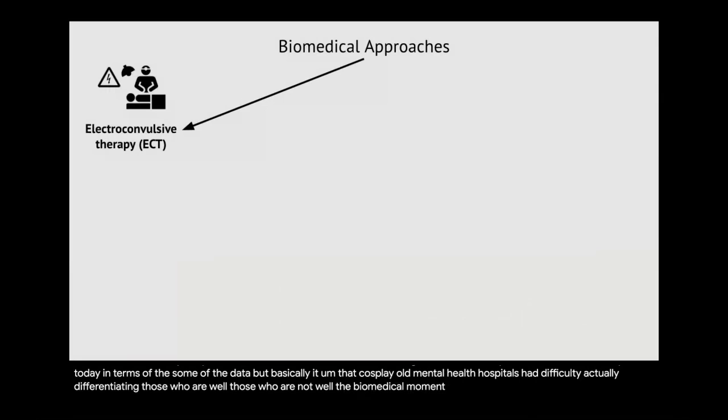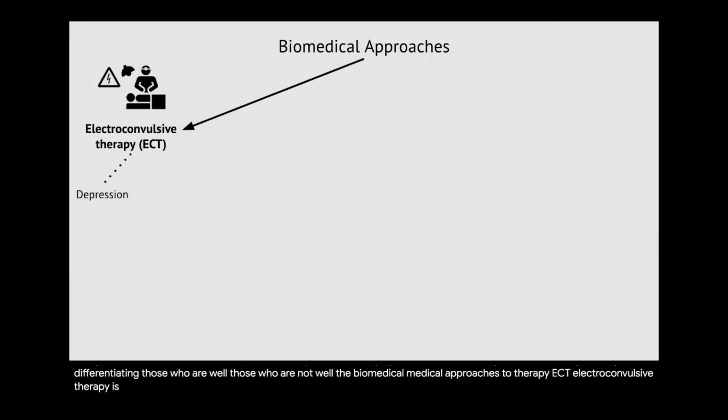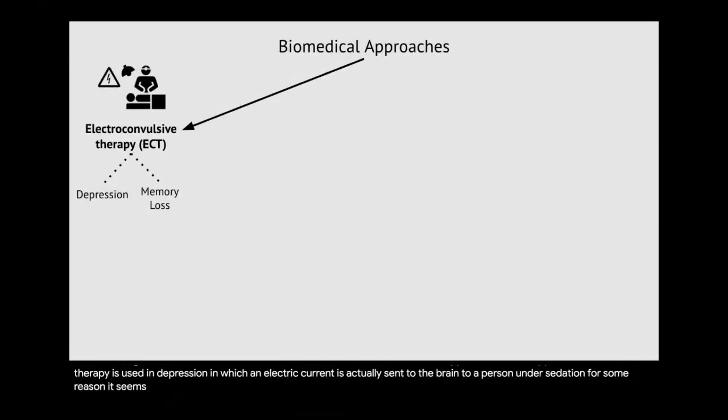The biomedical approaches to therapy: ECT, electroconvulsive therapy, is used in depression, in which an electric current is actually sent through the brain to a person under sedation. For some reason, it seems to work, but there's a major side effect, which is memory loss. People might lose several weeks of memory leading up to the procedure as a result.